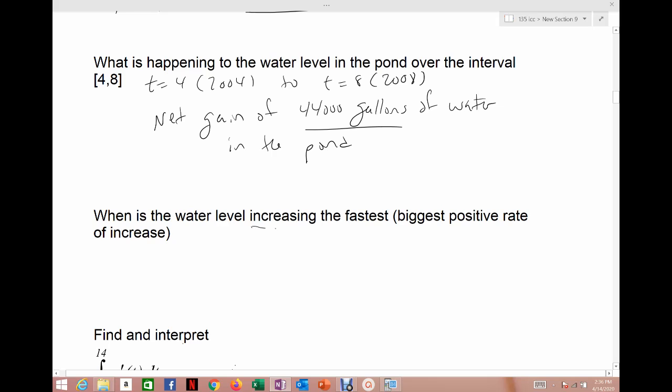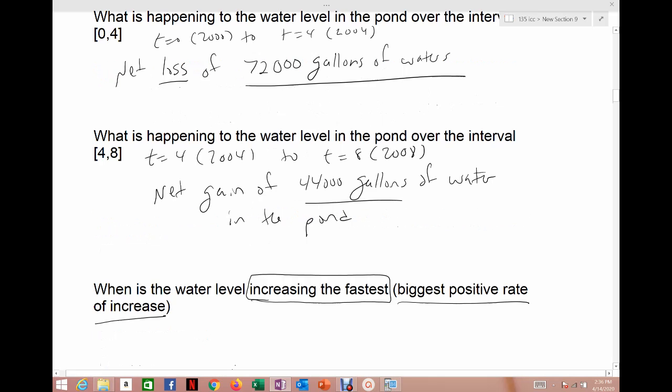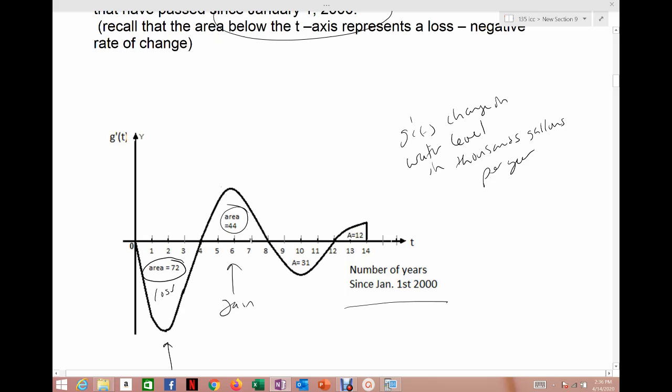The water level increasing the fastest. Increasing the fastest means biggest rate of increase. When was water being put into the pond the fastest? When was the rainiest season? Biggest rate of increase. Well, that was what our function is, all right? Our function represents the increase of our water level, and so we're looking for this maximum value, right?